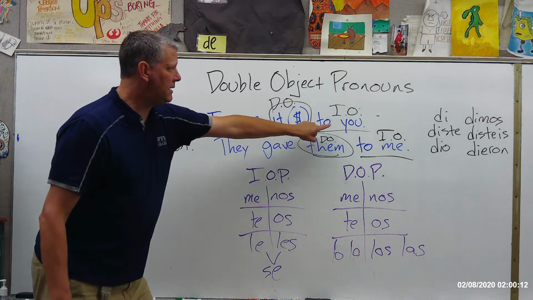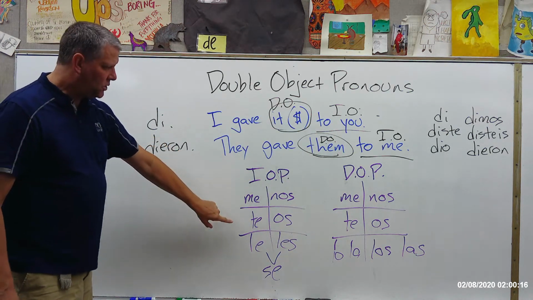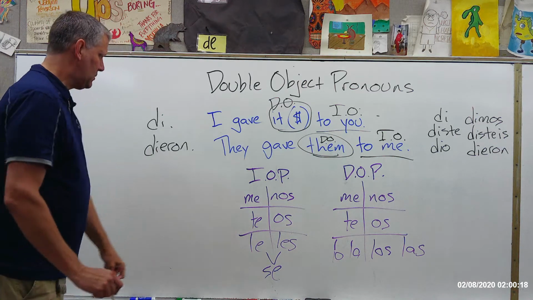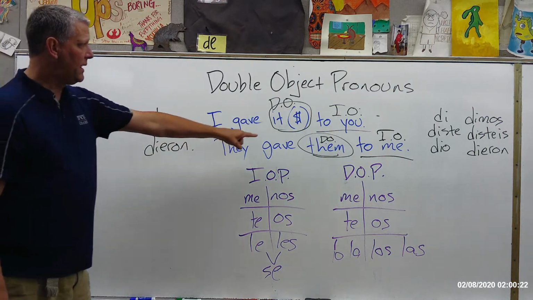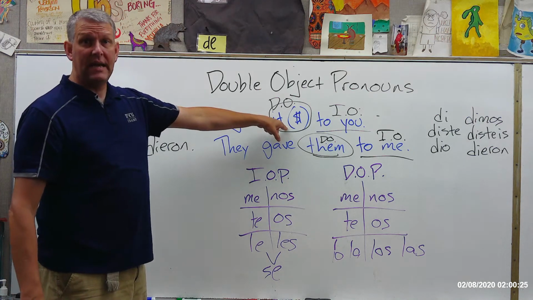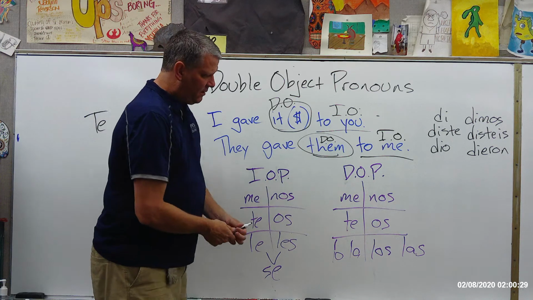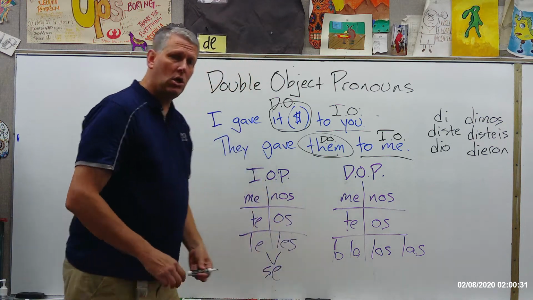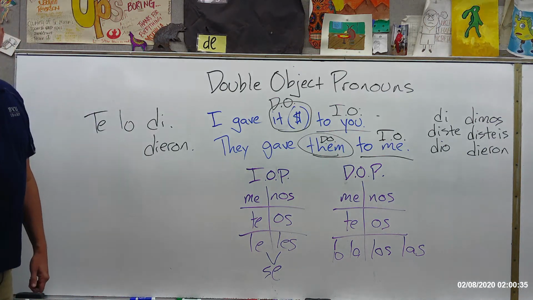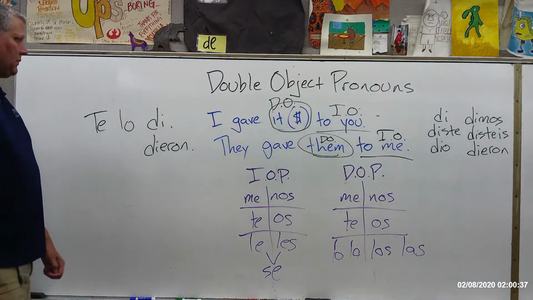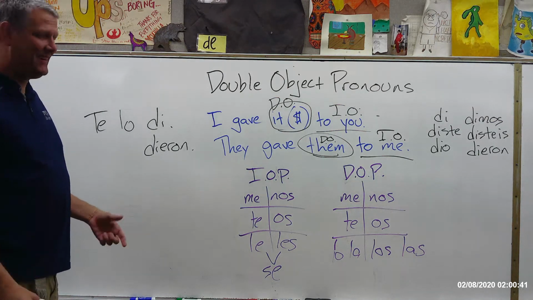So the indirect object pronoun comes first. The indirect object pronoun for you is te. So I'm going to put te right here. And what did I give? Money. Dinero. Masculine singular. The direct object pronoun for masculine singular is lo. So in this sentence, I would say, te lo di. Literally, to you it I gave. That's the way they say it in Spanish. Isn't that fun? I love it.